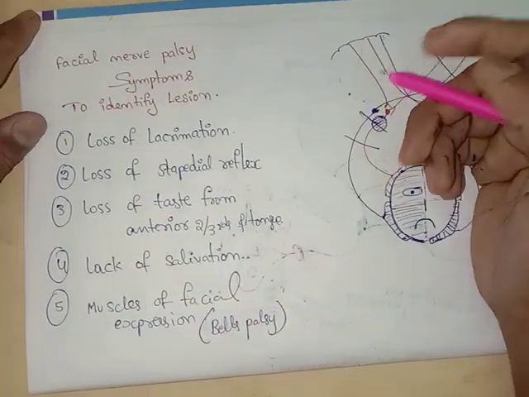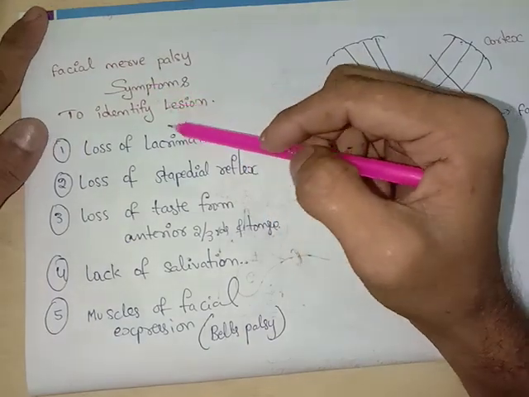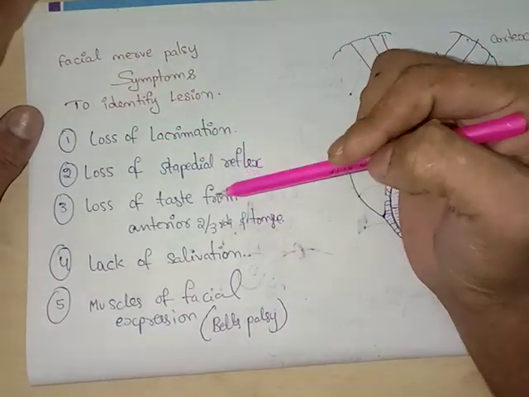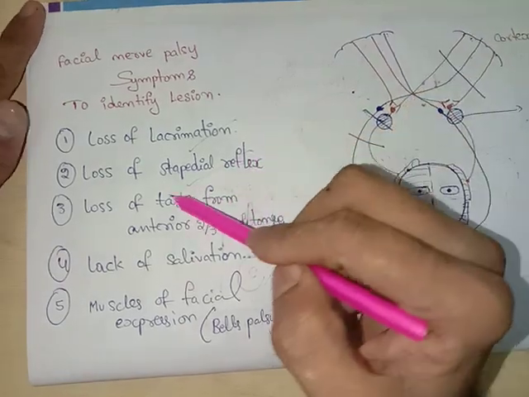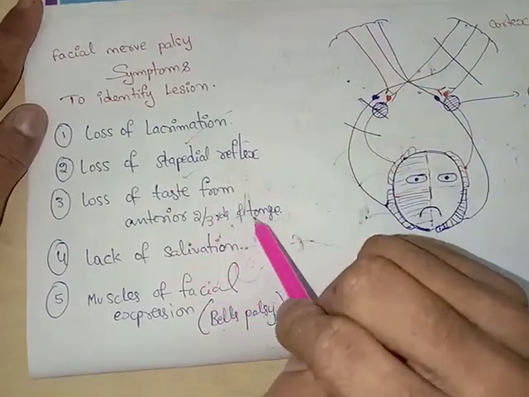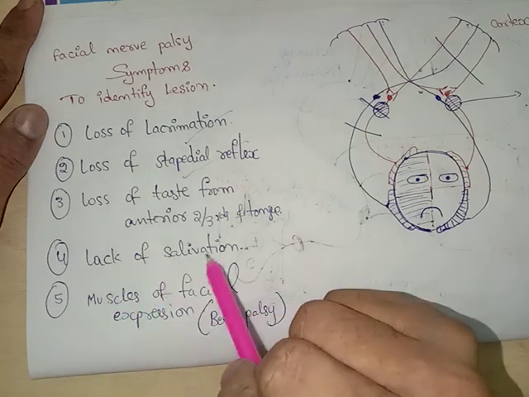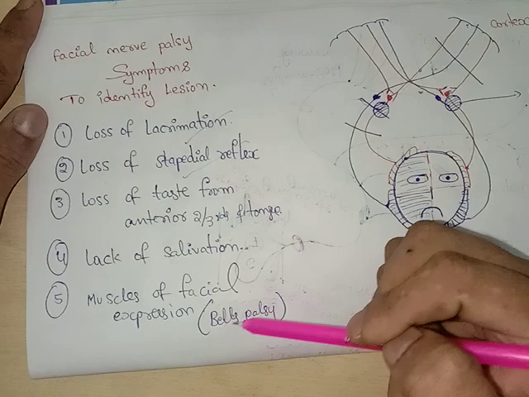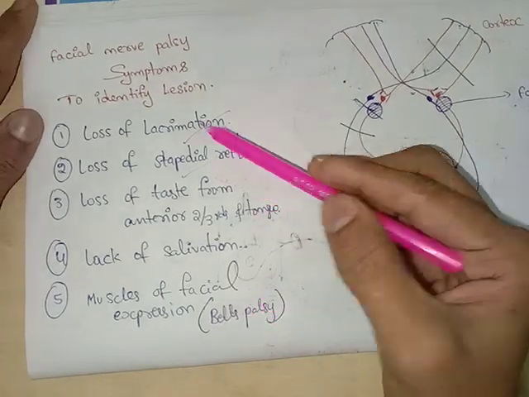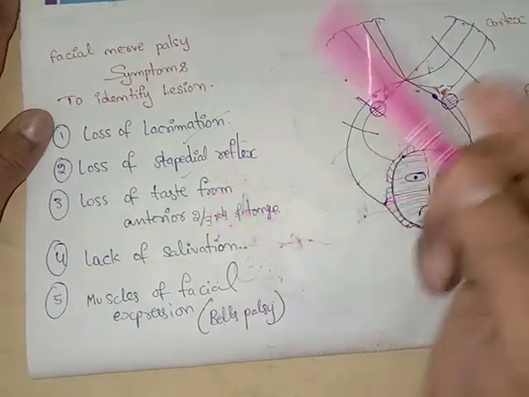First I will explain the facial nerve palsy symptoms to identify the lesion. First is loss of lacrimation, loss of stapedial reflex, loss of taste from the anterior two-thirds of the tongue. Another one is lack of salivation. Another one, paralysis of muscles of facial expression. It is also called Bell's palsy.